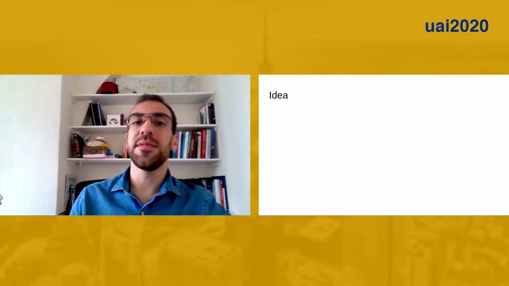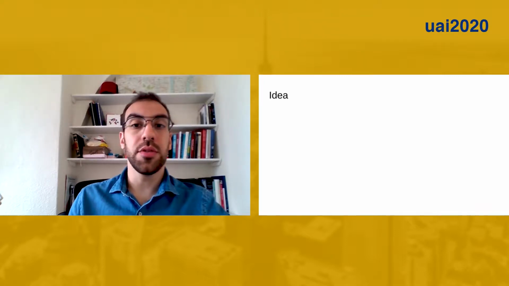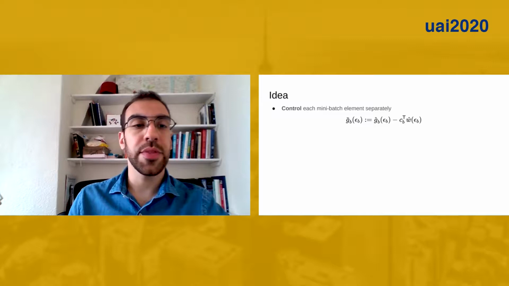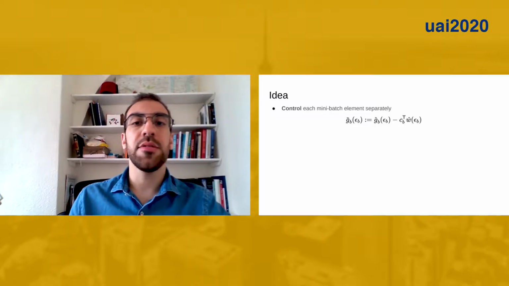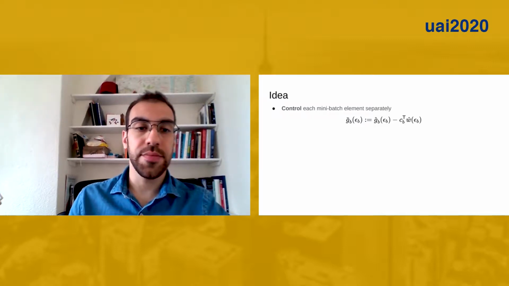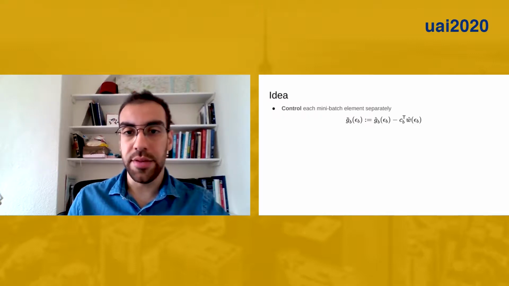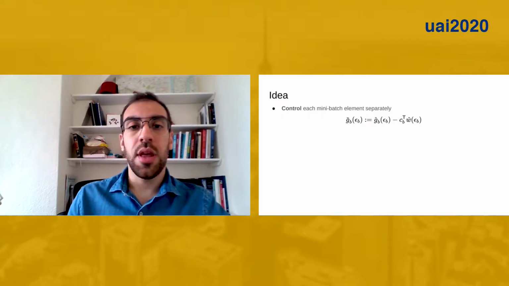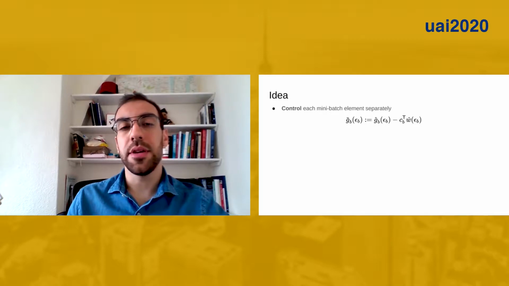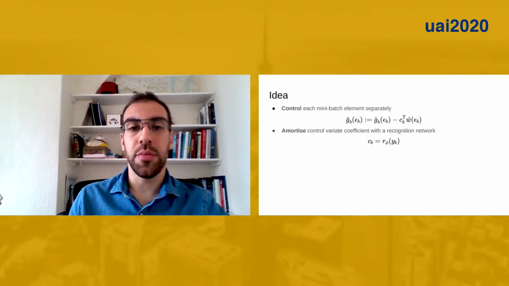Our idea is summarized as follows. We propose to control each mini batch element separately. Hence, we have a control variate coefficient for each point in the dataset. This is C in this equation. This, of course, is very prohibitive for large datasets in terms of both storage and computation.